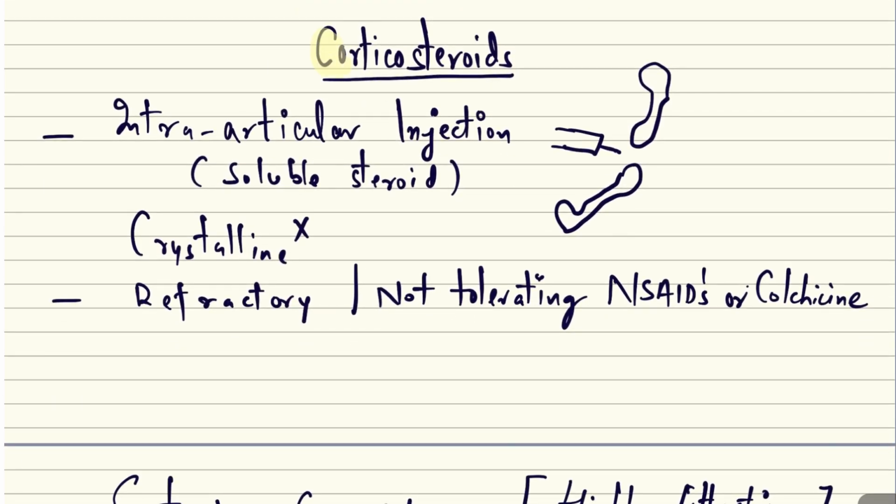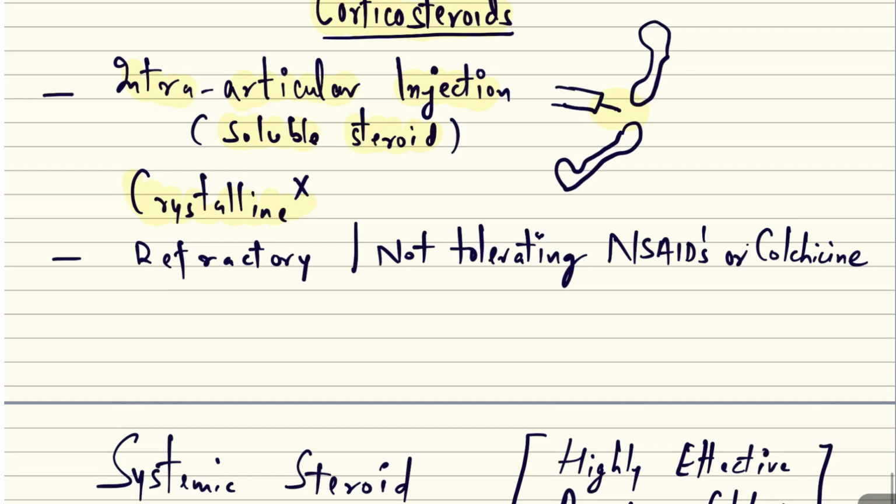Corticosteroids are also used in terminating the acute attack of gout. We will give soluble steroids intra-articularly to the patient at the joint space, where they will terminate the acute attack of gout. Crystalline steroids are not recommended for this action, and these intra-articular corticosteroids we will use only in refractory cases of gout, or in those who are not able to tolerate drugs like non-steroidal anti-inflammatory drugs and colchicine. Only then we will give intra-articular injection to the patient.